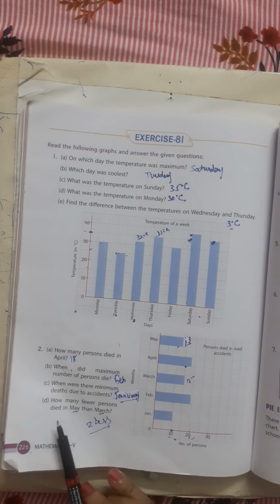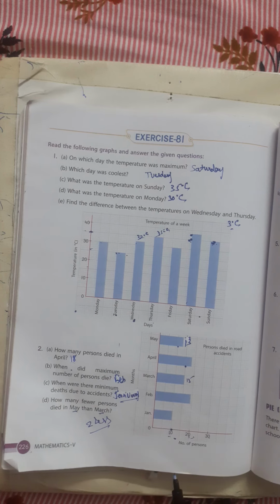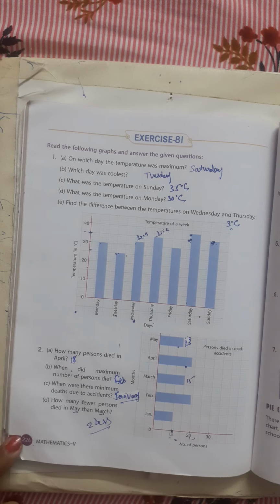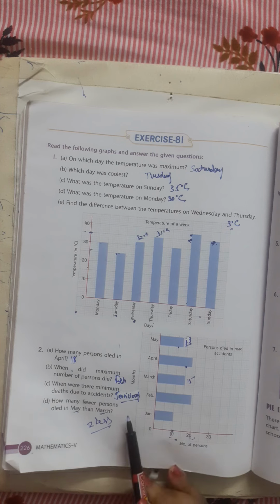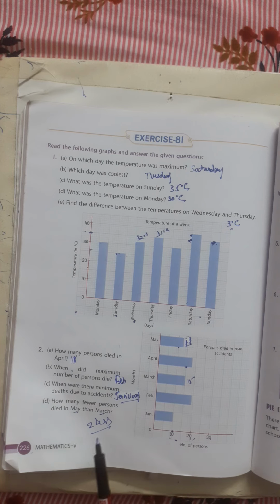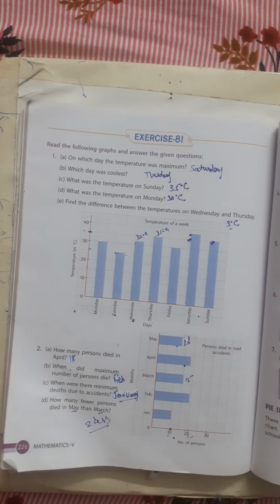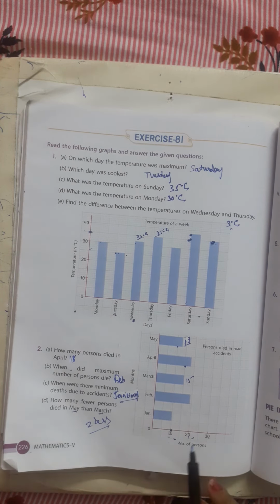When were the minimum deaths due to road accidents? You can see January is going till 10. So January has the minimum deaths due to road accidents. How many fewer persons died in May than March? Firstly we will find how many persons died due to road accidents in the month of March. You can see the bar of March is exactly in between 10 and 20, and this is showing 15.